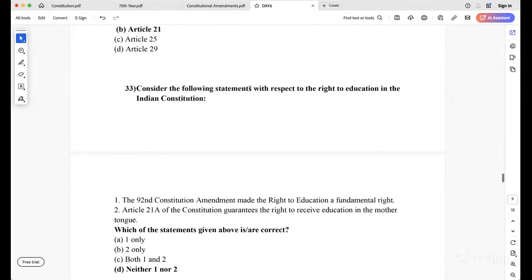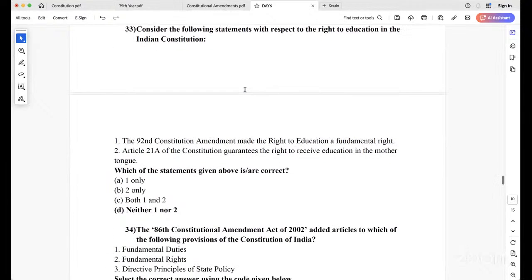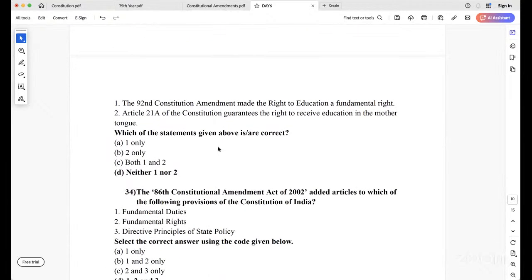Consider the following statements with respect to the right to education in the Constitution. The 92nd Constitutional Amendment made the right to education a fundamental right. Article 21A of the Constitution guarantees the right to receive education in the mother tongue.